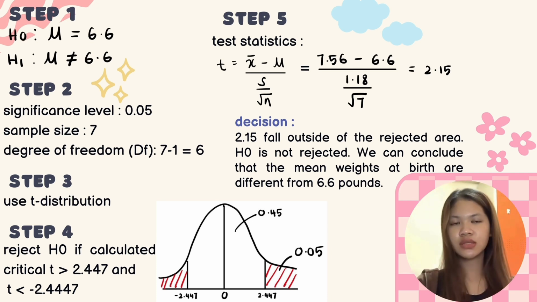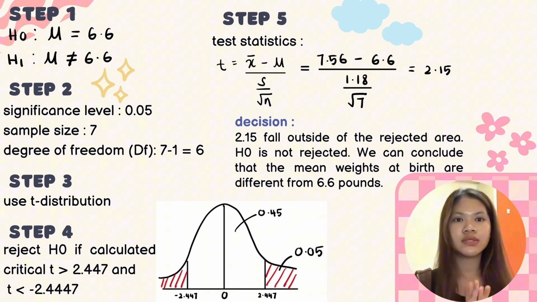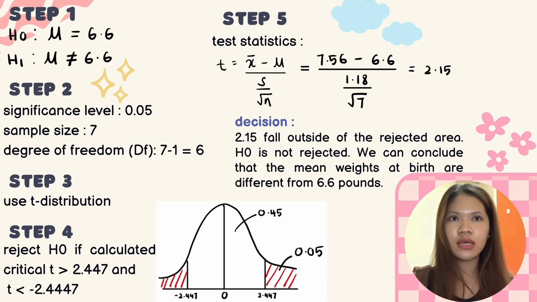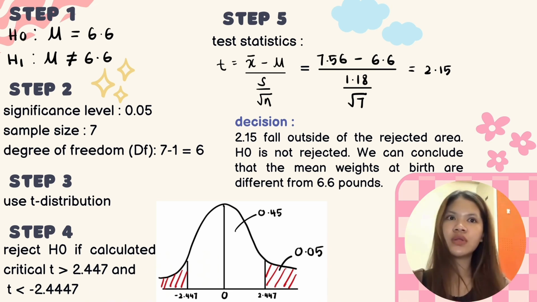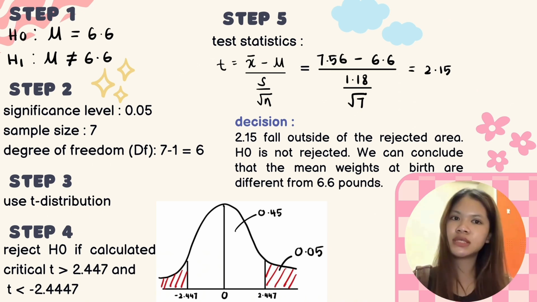For the decision, 2.15 is outside the critical area, so H0 is not rejected. So, we can conclude that the mean weight at birth is different from 6.6 pounds.